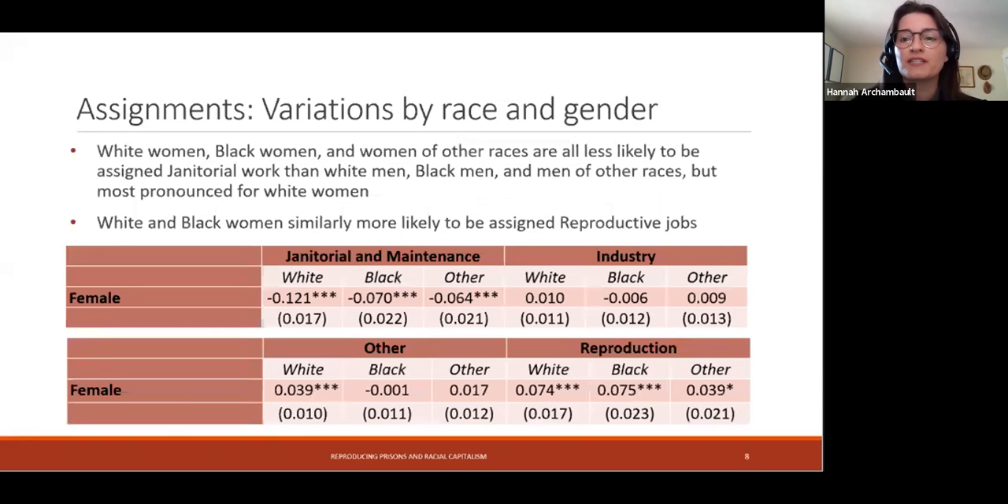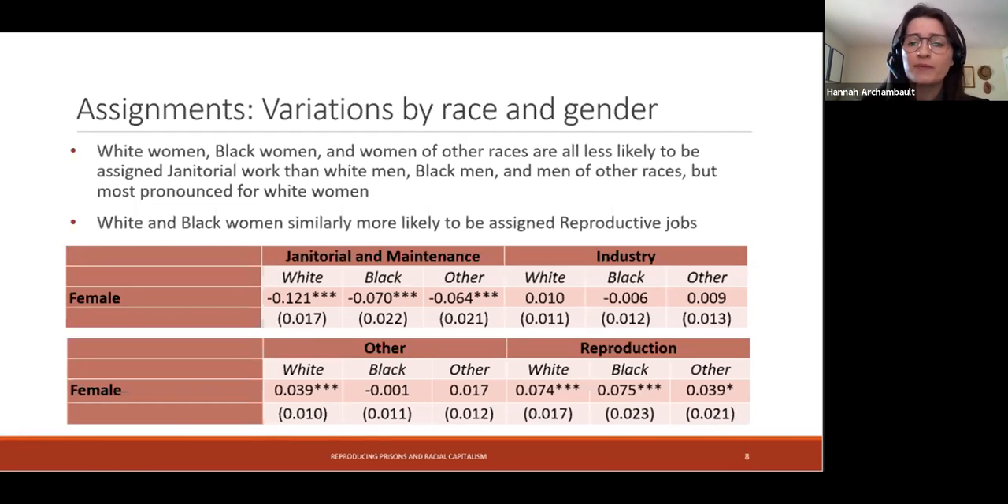So there were some important differences when I ran the regressions on subgroups by race, especially in janitorial and reproduction. So while women in every racial category were less likely to have janitorial jobs than men, for white women, it was by 12 percentage points. And the negative likelihood was much smaller for Black women. White women were also more likely than white men to have other jobs, but the difference for Black women and other women were not significant.